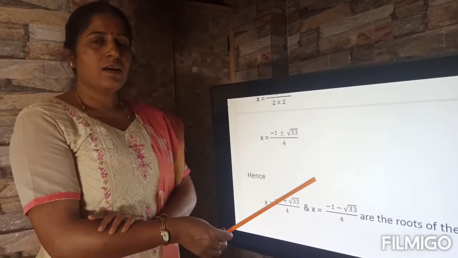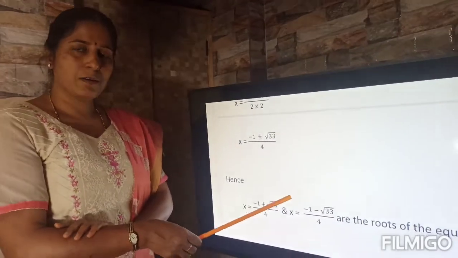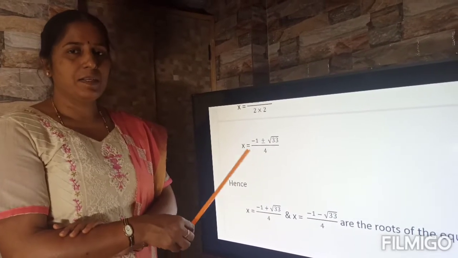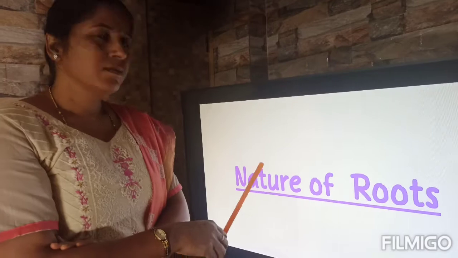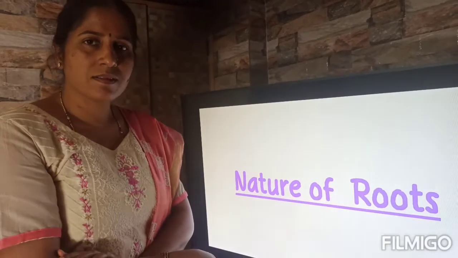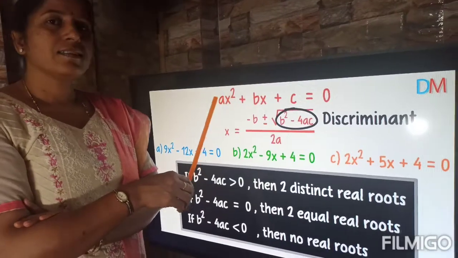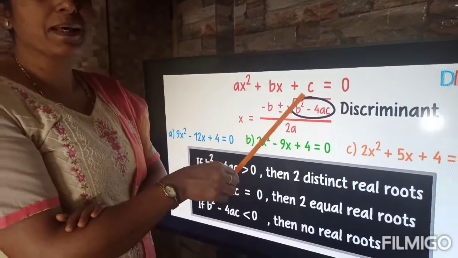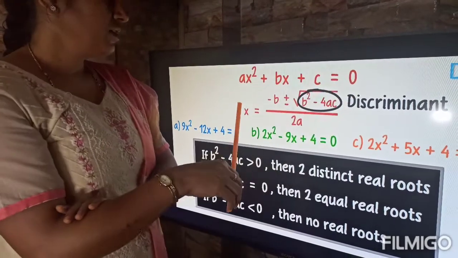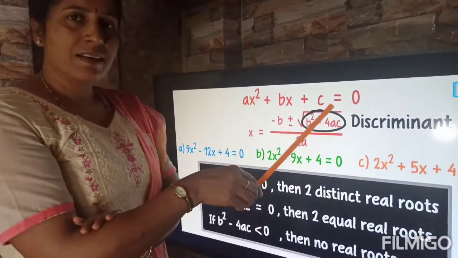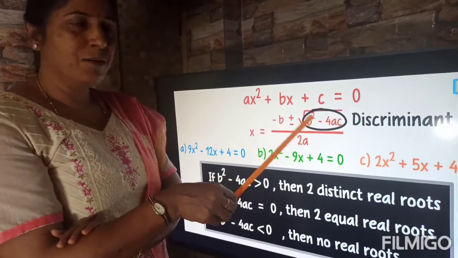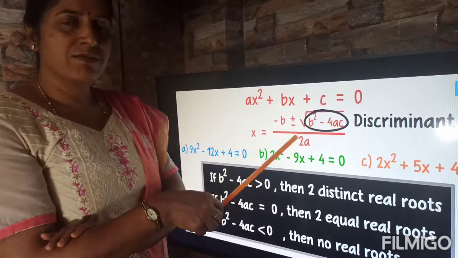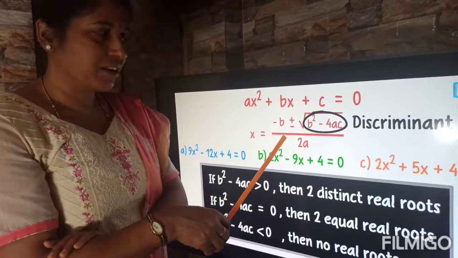Okay. Now we will go to nature of the roots. What is the nature of the roots? How to find it? We'll do that. Now we'll find the nature of the roots. Students, this is the general quadratic equation, ax square plus bx plus c is equal to 0. For this equation, to get the roots, we'll use this formula. In previous sums, we used this formula and we got the roots of the equation.